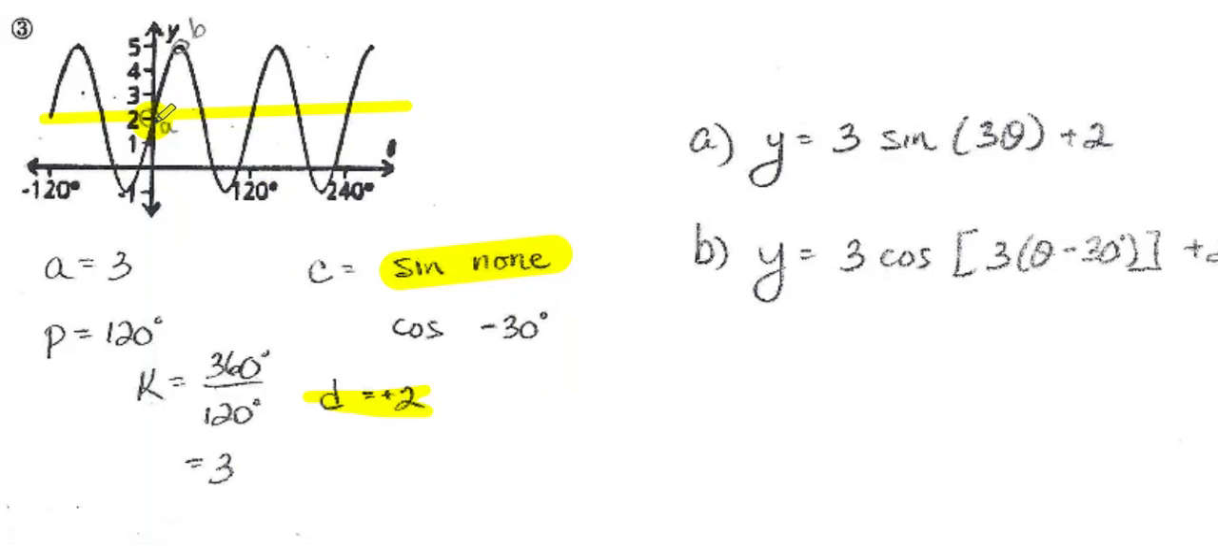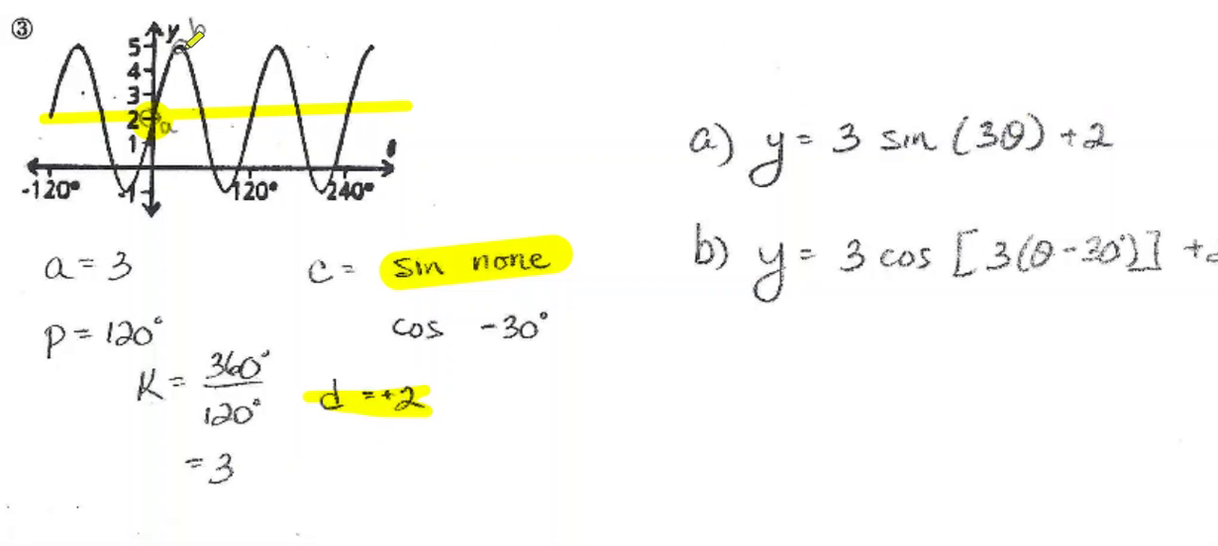The other thing to look at, the last thing to look at, is what the period is. So if it starts at 0 and it ends at 120, then your period length is 120 degrees. So if P is 120, put it into your equation, 360 divided by 120, so your K value is 3. All right, so writing your sine equation, y equals 3 sine 3 theta plus 2. Again, A value is 3, K value is 3, and the D value is 2. And again, no C value, so you don't need the double brackets.